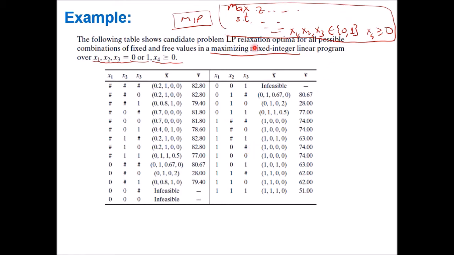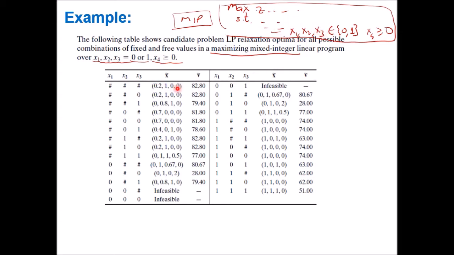Our objective, our aim is to solve this problem and find the optimal solution. And the optimal solution is already in this table. What is it? It's a maximization problem, so this column represents the objective function values. We need to find the maximum value where x1, x2, and x3 are integers.